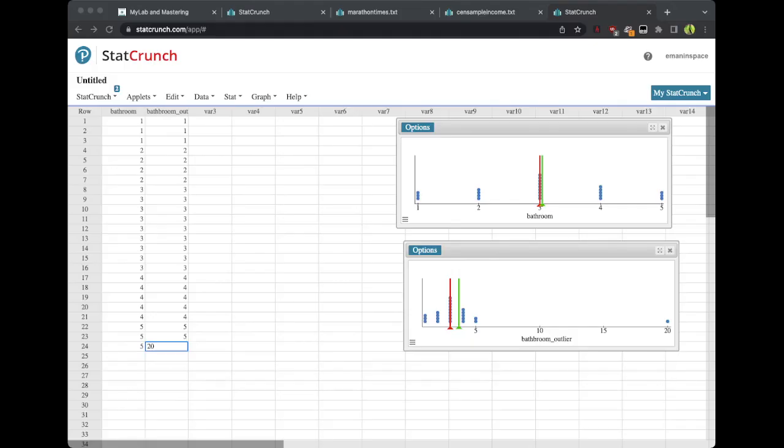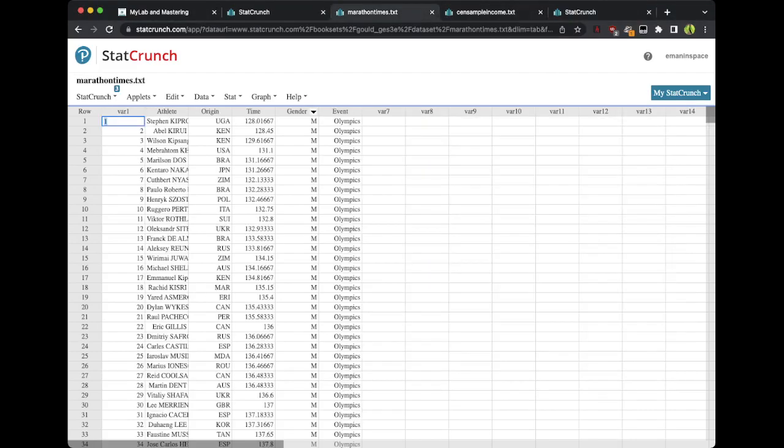There we go. I was wondering where my StatCrunch went. Okay, so we're going to go to these marathon times. What this has is times for marathons. It gives you the name of the athlete, what country they're from, how long they completed the marathon in, I think it's minutes, their gender, and then the event.